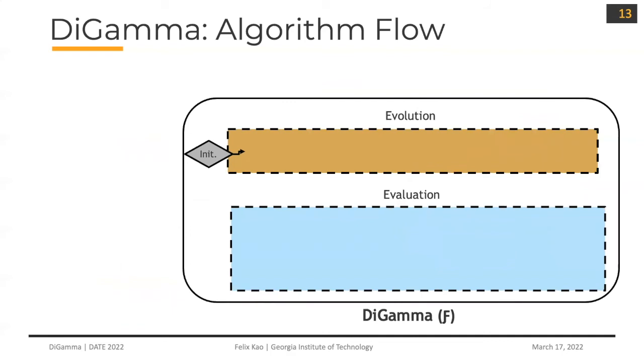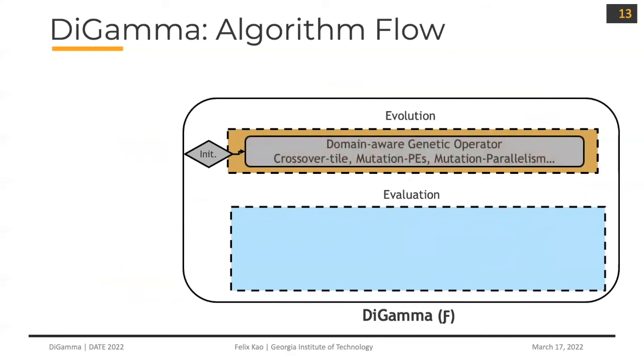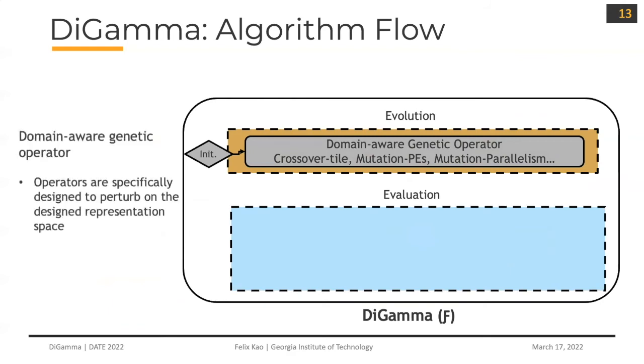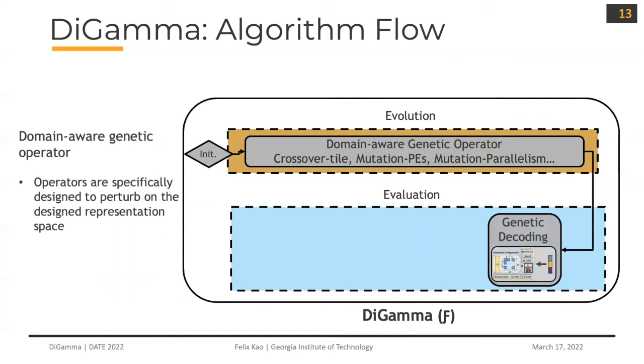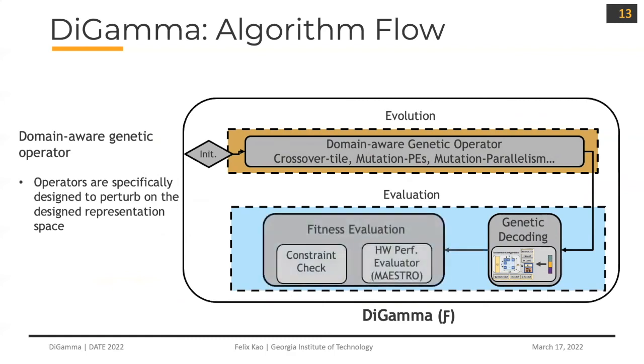Here is how we use it in DiGamma. At the evolution part, we didn't use standard genetic operators. Instead, we use some domain-aware genetic operators, and we will discuss them later. At the evaluation part, each representation or individual will be decoded into an accelerator design, and this accelerator design will be put into our fitness function. In the fitness function, we have a hardware performance evaluator called MAESTRO, and we will score them based on their fitness, and then the loop goes on.